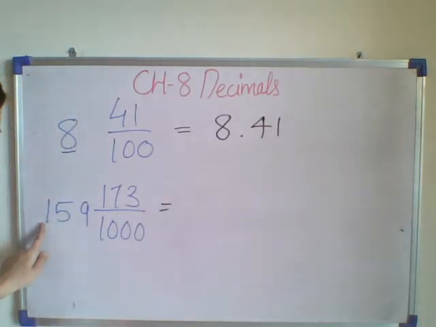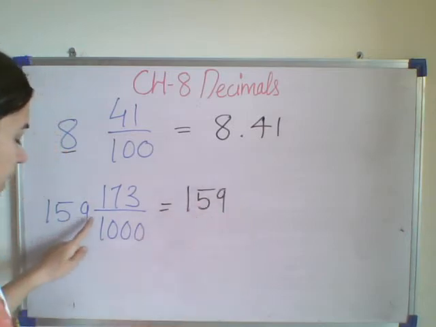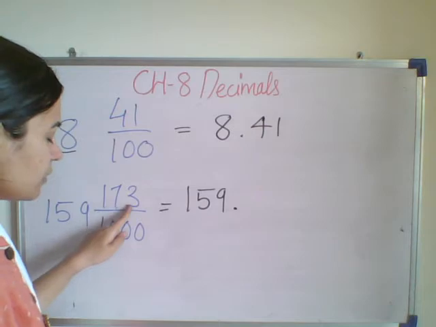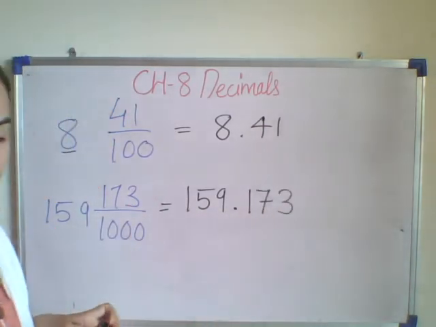Then this numerator, I will be writing it as it is 41. Again 159. Then I will be putting the decimal. Then I will be writing the numerator as it is 173.